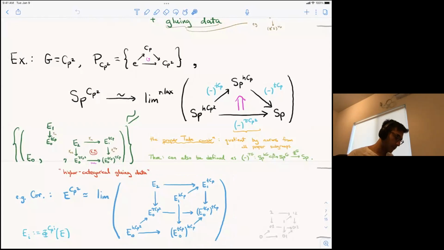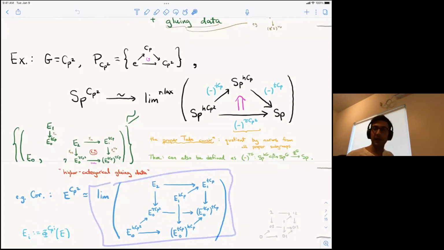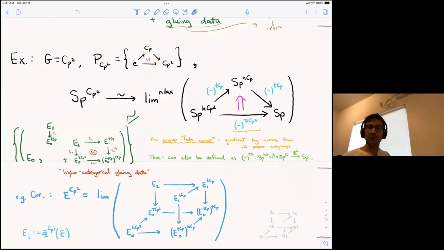That was what we saw above. And well, as you can see, if we have this genuine CP squared spectrum, this for short, so that's the geometric fixed points for various subgroups. And then all three of those, E0, E1, and E2, are involved in different ways, and you're taking Tate and homotopy fixed points and proper Tate, and then these all assemble together into a diagram and you take the limit of that. So that's a formula for the spectrum whose homotopy groups are equivariant cohomology of a point with coefficients in E.